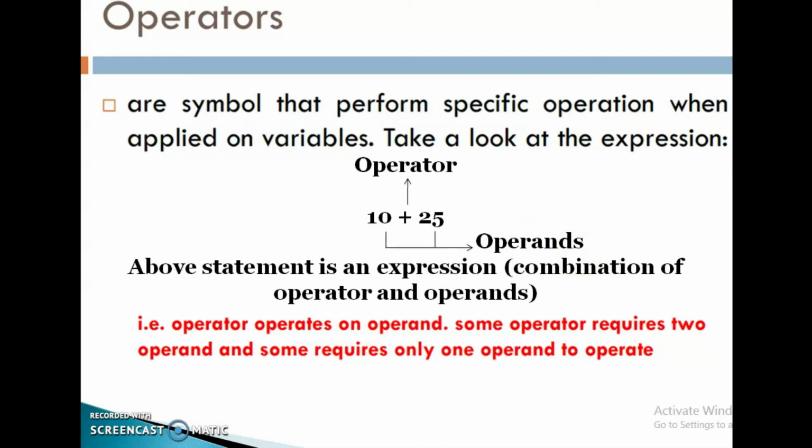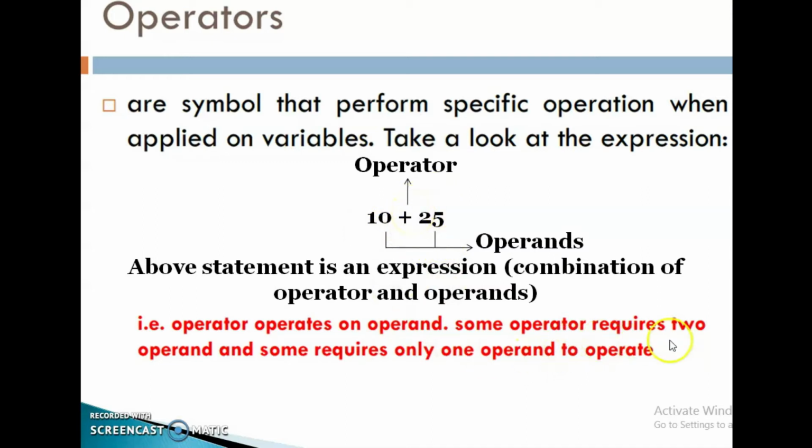This is the combination of operator and operands. That is known as an expression. Above statement is an expression, that is combination of operator and operands. Here the symbol plus is the operator, then 10 and 25 are operands. Instead of these values, we can apply the variables. That is, operator operates on operand.